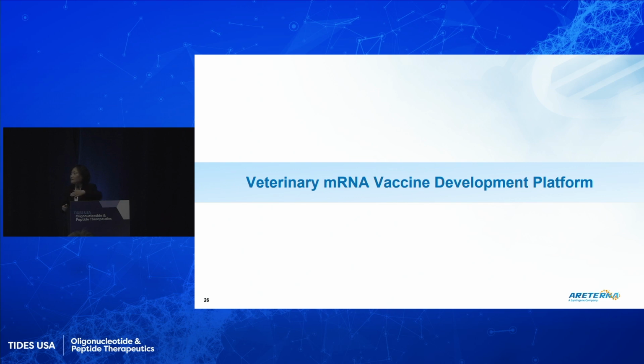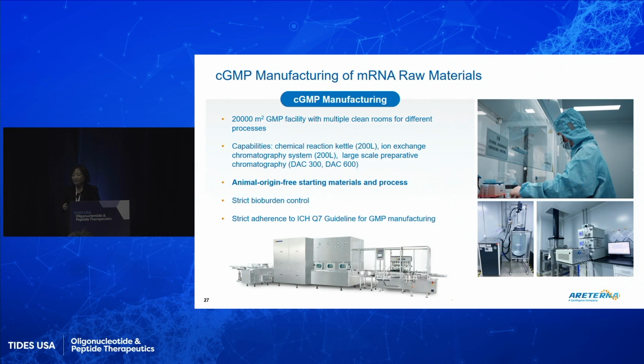The next topic I'm going to talk about is GMP raw materials. We have a large 20,000 square meter GMP facility with multiple clean rooms, and we have large scale manufacturing and prep capability. All our products are made using animal origin free starting material, and so is our process. This is very important for GMP. We have strict bioburden control, and we adhere to ICH Q7 for GMP manufacturing.